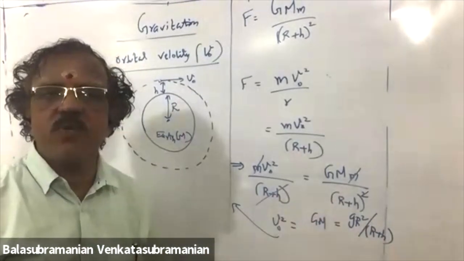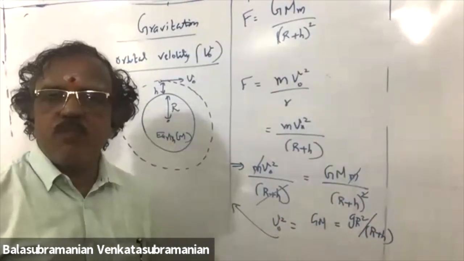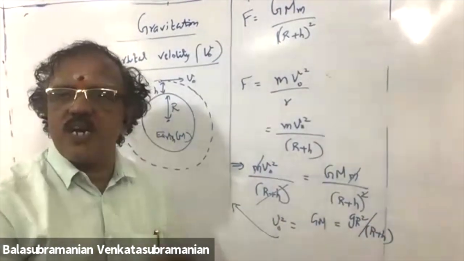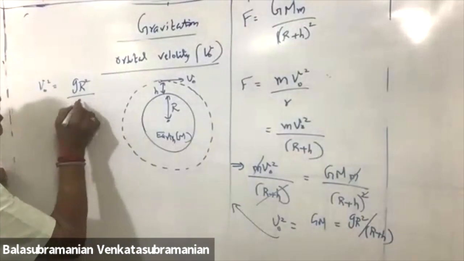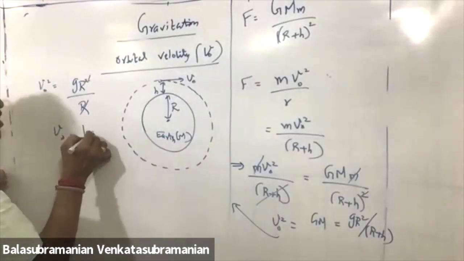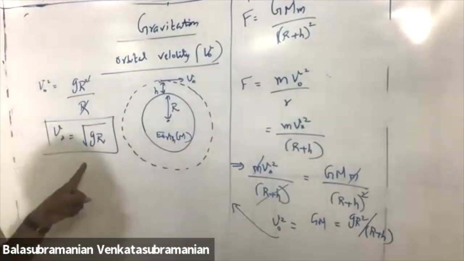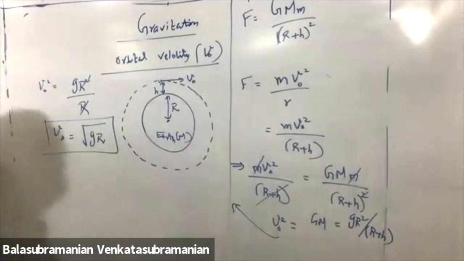R is 6,400 kilometers. Compared to that, h is small, so we are neglecting it. gR square by R, cancel. V naught is root of gR. So this is the orbital velocity.